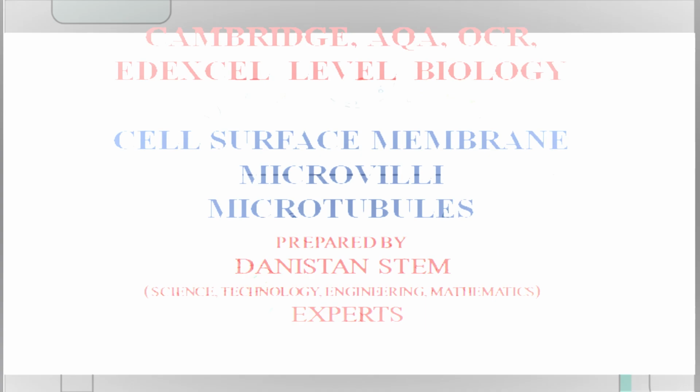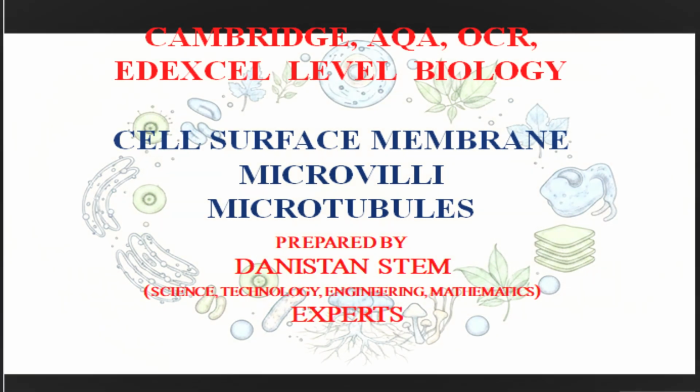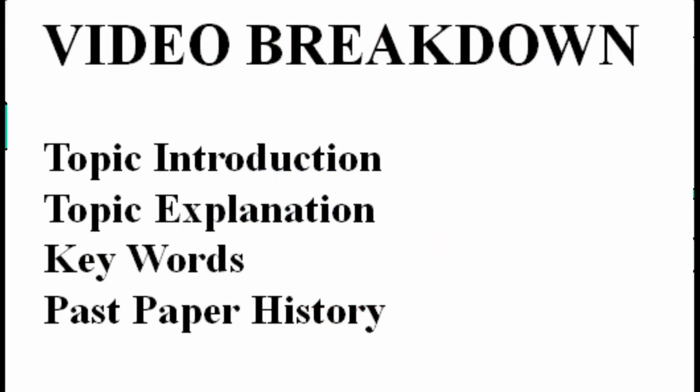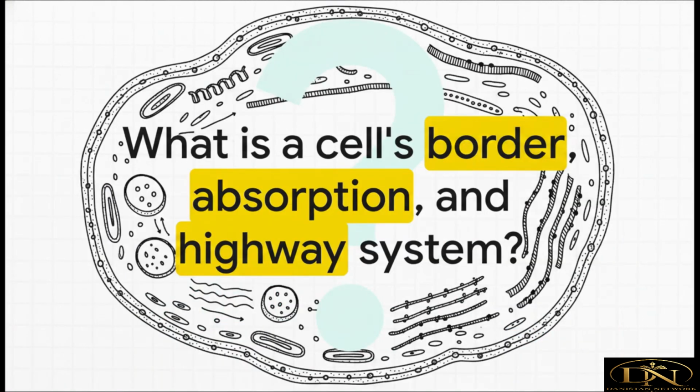Hi everyone. Today we're going to take a peek inside the cell. And I mean a real architectural tour. We'll explore the structures that give it shape, help it interact with the world around it, and move things from place to place. It's pretty amazing stuff. So what exactly acts as a cell's border control, its absorption system, and its internal highway network? Well, that's exactly what we're going to answer.